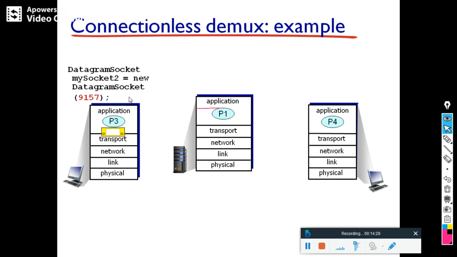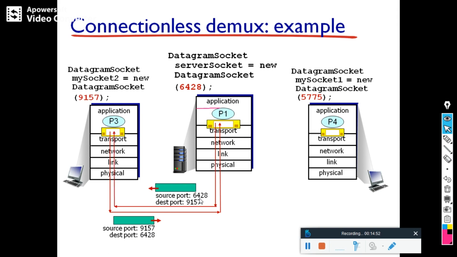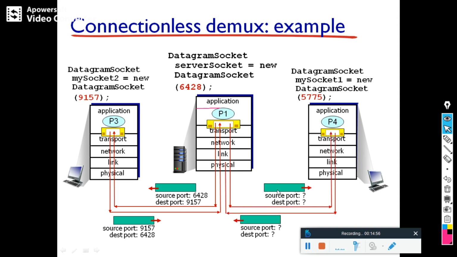So here a socket is created with this port number, and here also a socket is created. That means both processes are running, each with a particular socket. So now when the data moves, see, I will not use the pen once again. When the data moves, what is the source port here? This is the source port. What is the destination? This is the destination. When the data moves from here to here, to this machine, what is the source and what is the destination?